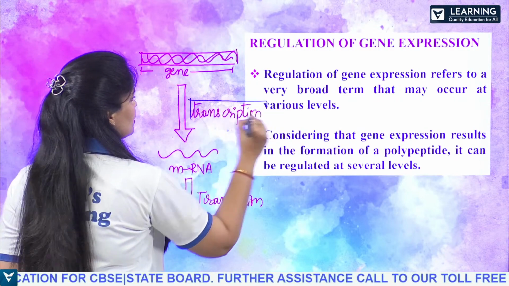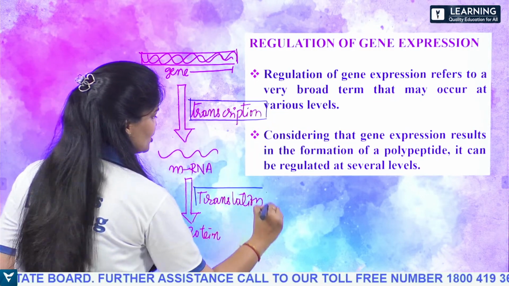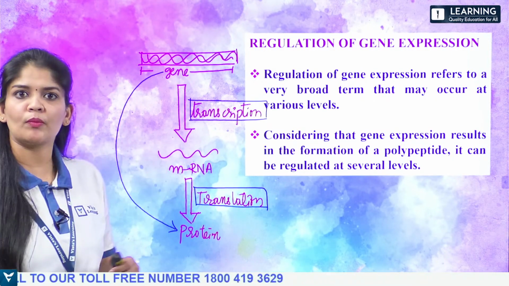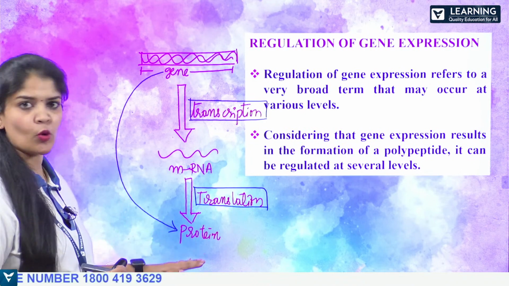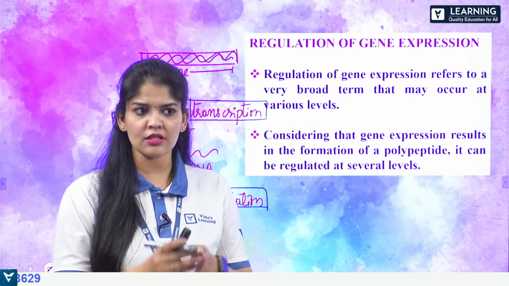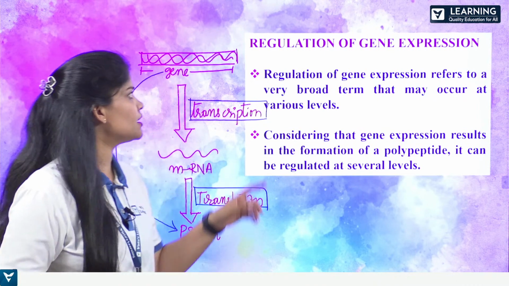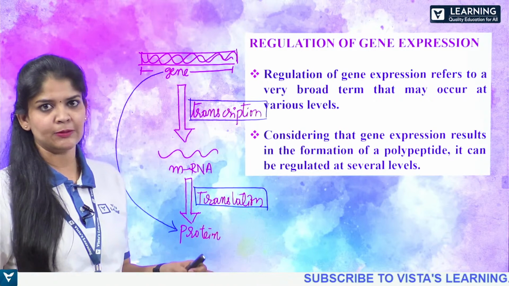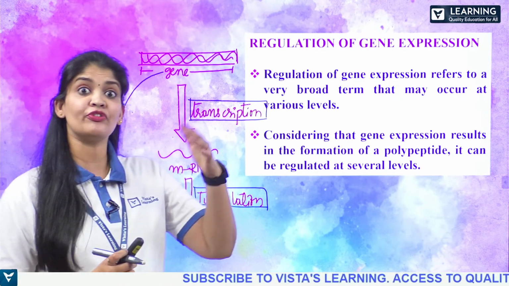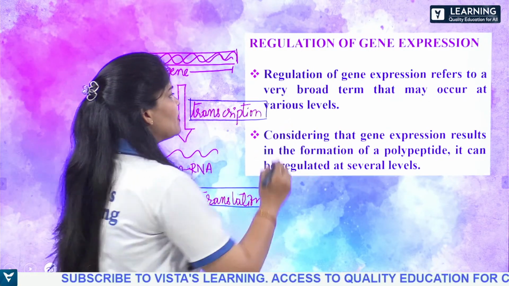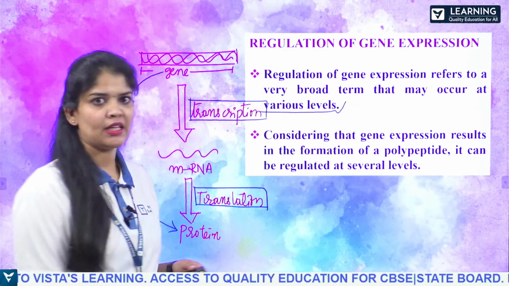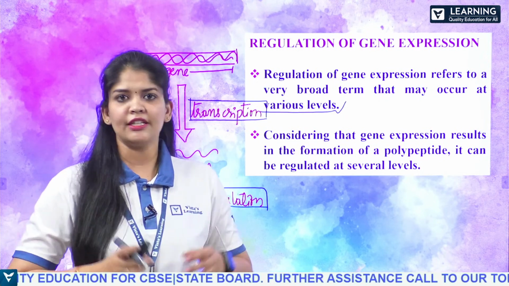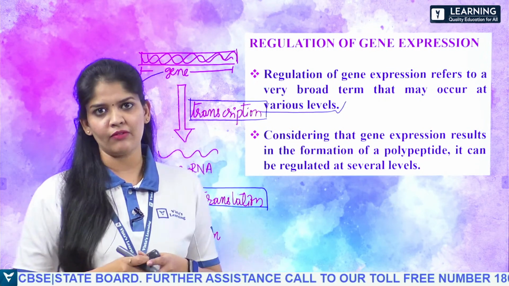So here, expression of genes results ultimately in the formation of proteins, and these proteins will perform particular functions or sets of functions. Regulation of gene expression is a very broad term because it can be regulated at different levels. If you consider prokaryotic cells and eukaryotic cells, this regulation differs at different levels.